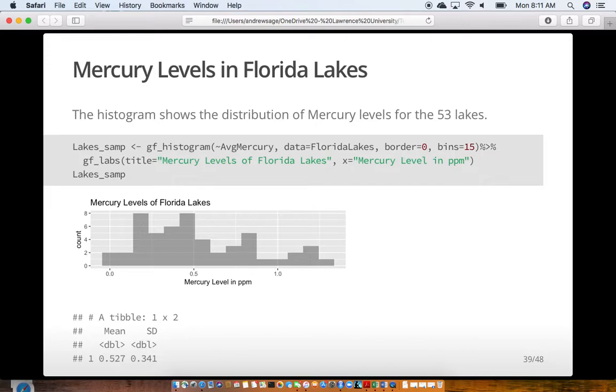The histogram shows the distribution of mercury levels for the 53 lakes in our sample. We see that most commonly lakes have mercury levels between about 0.1 and 0.5 parts per million, but there are some lakes exceeding 0.5 and some with mercury levels above 1 part per million. In the sample of 53 lakes, the mean mercury level was 0.527 parts per million with a standard deviation of 0.341.